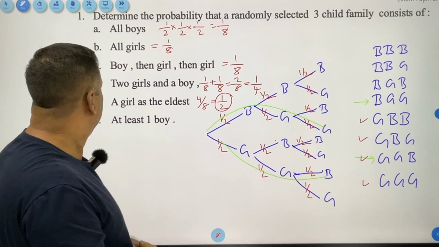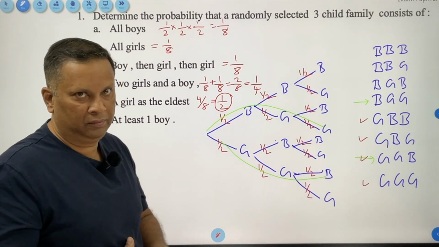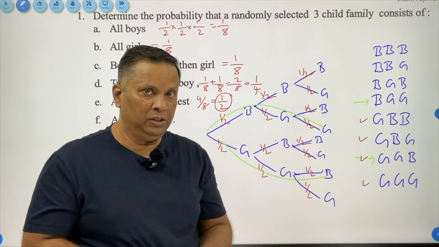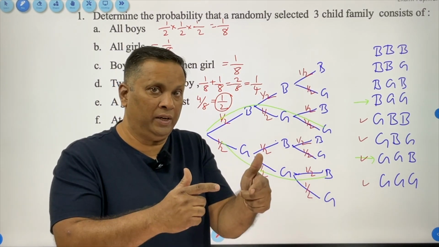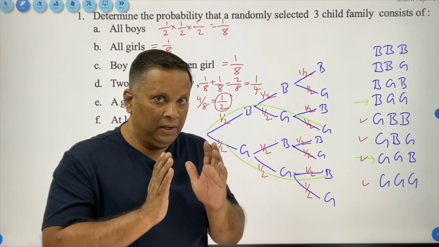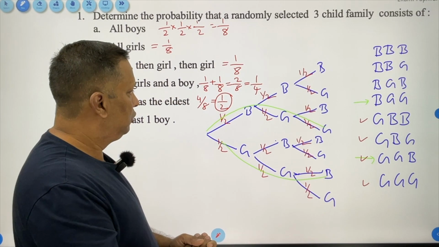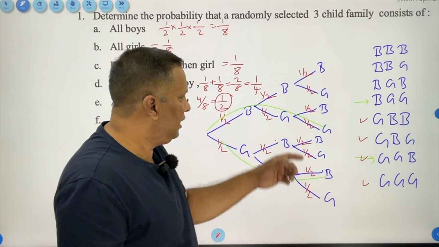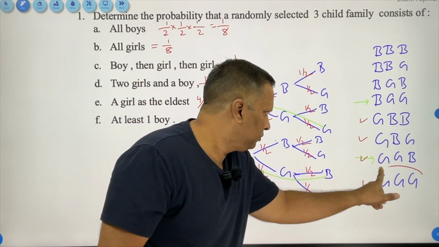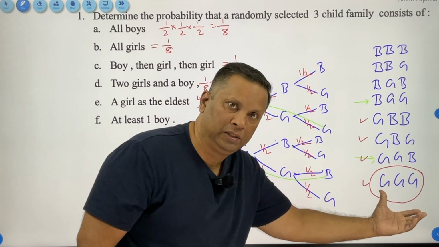Getting it right? At least one boy. At least one boy means it can be 1 boy, 2 boys or 3 boys. Read the word, at least. Right? So everywhere at least 1 boy is there except for this one. Here all girls are there.